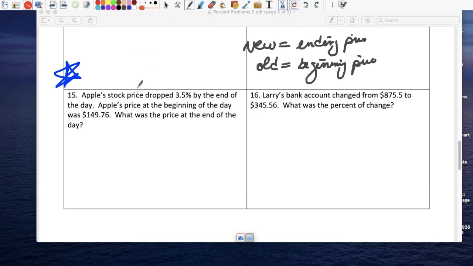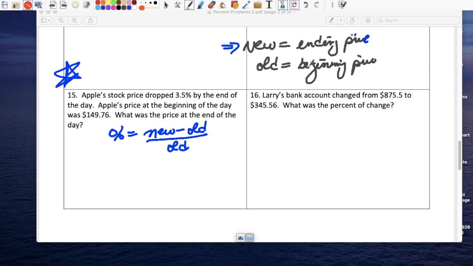Apple stock price dropped 3.5% by the end of the day. At the beginning of the day, the price was $149.76, and at the end of the day, that's what we're asking for. So we can use the same formula: new minus old over old. Now in this case, the new price is the price of Apple's share price at the end of the day, and the old represents the price of Apple at the beginning of the day, right?